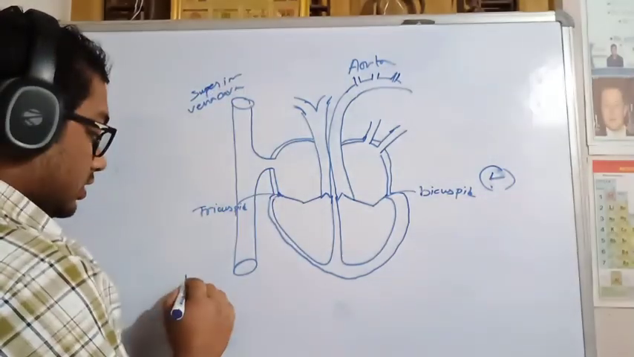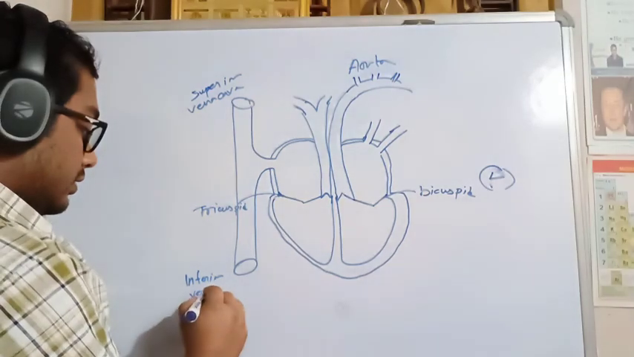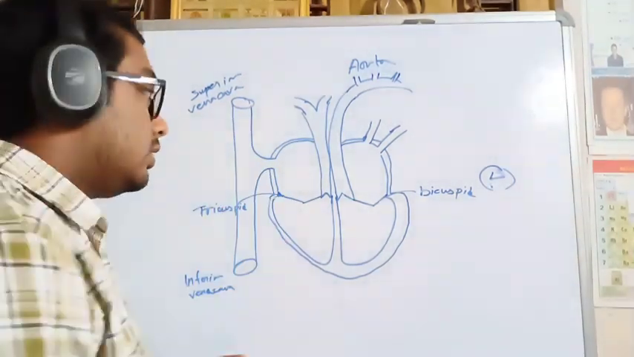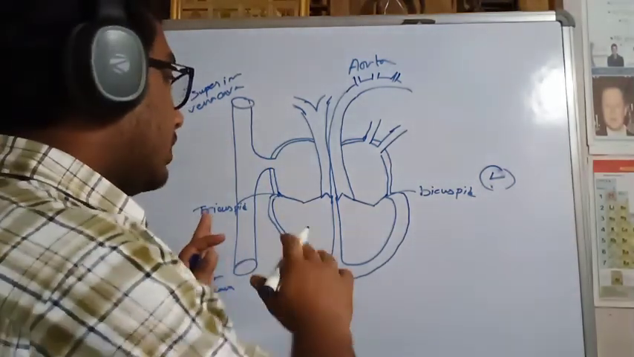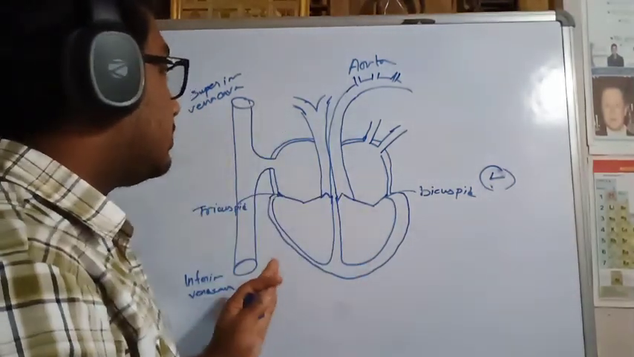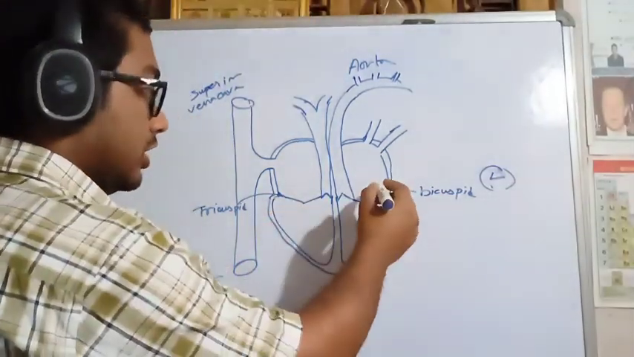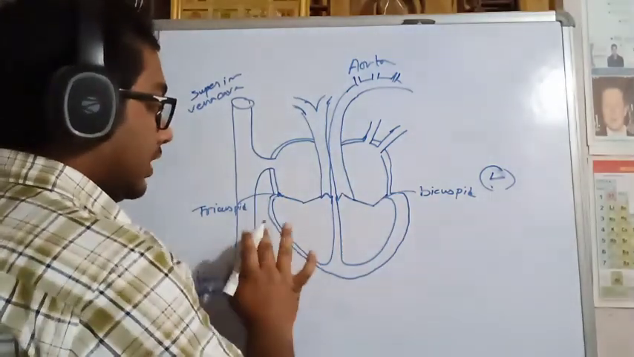Vena cava, and that is the inferior vena cava, and that is the vena cava. So first of all, we just ended the discussion of the structure. We were talking about the walls and the chambers, the four chambers, and also the valves.